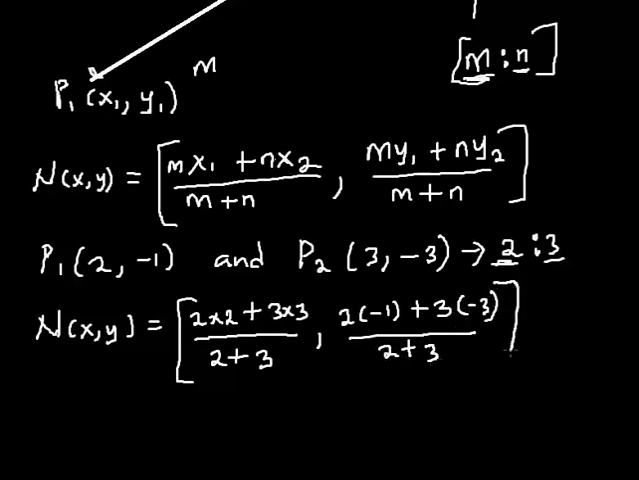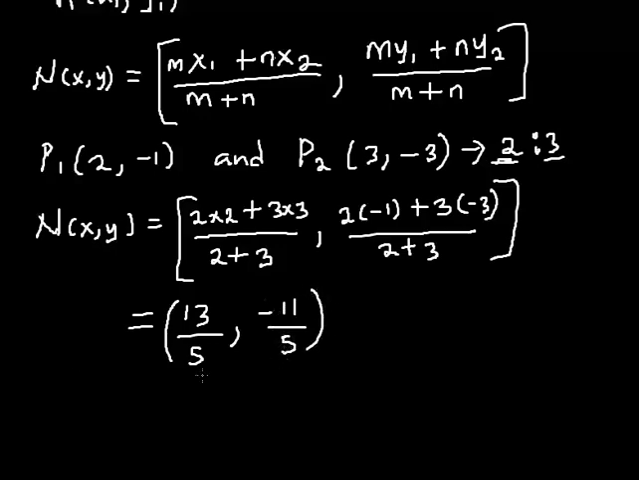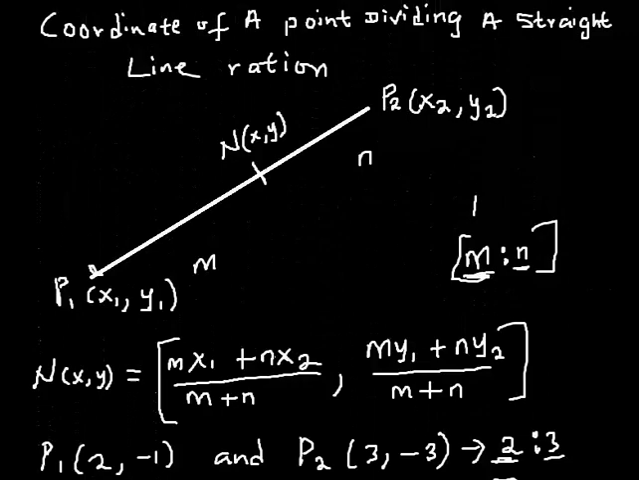Here we go. 2 times 2 is 4, 3 times 3 is 9. 4 plus 9 gives me 13. So the x coordinate is going to be 13 all over 5. What of the y coordinate? Minus 2 minus 9 gives me minus 11 all over 5. And that is my answer. So I hope that is well understood.